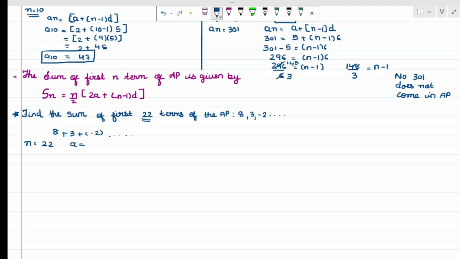In this case, what is our A? Our A is 8. What is our D? So D can be found out with A2 minus A. That means 3 minus 8. Okay. So 3 minus 8 gives me minus 5.